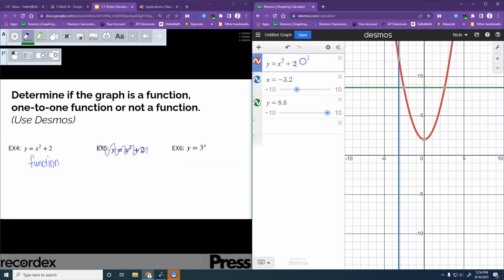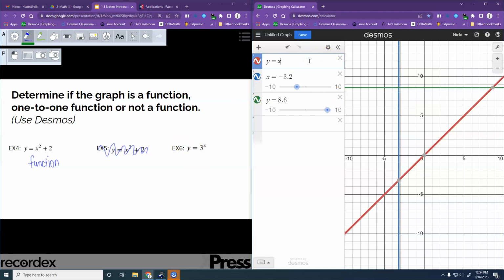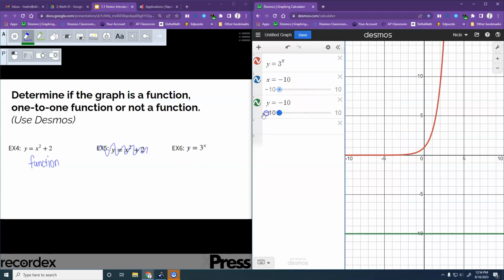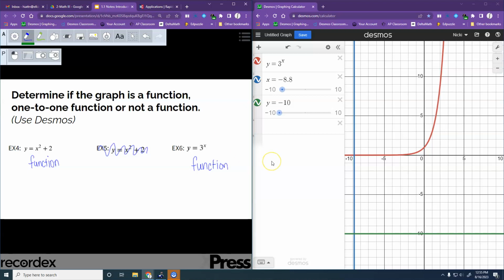Let's go back and do example 6. So 3 to the x power. So let me move these out of the way. That is this graph right here. So, Caroline, what do you think? Is this going to pass the vertical line test? Yeah. It does. So it passes the vertical line test, so we know for sure it's a function. We just have to ask ourselves, is it a one-to-one function now?